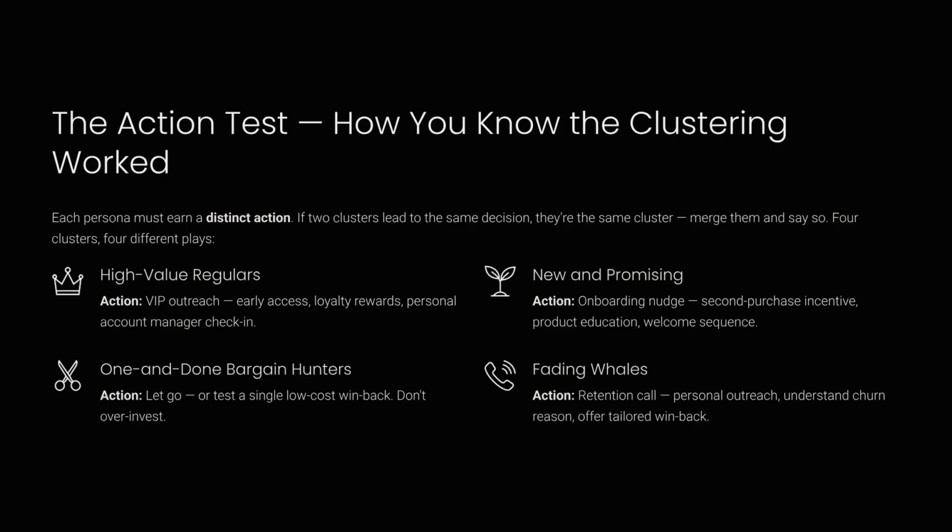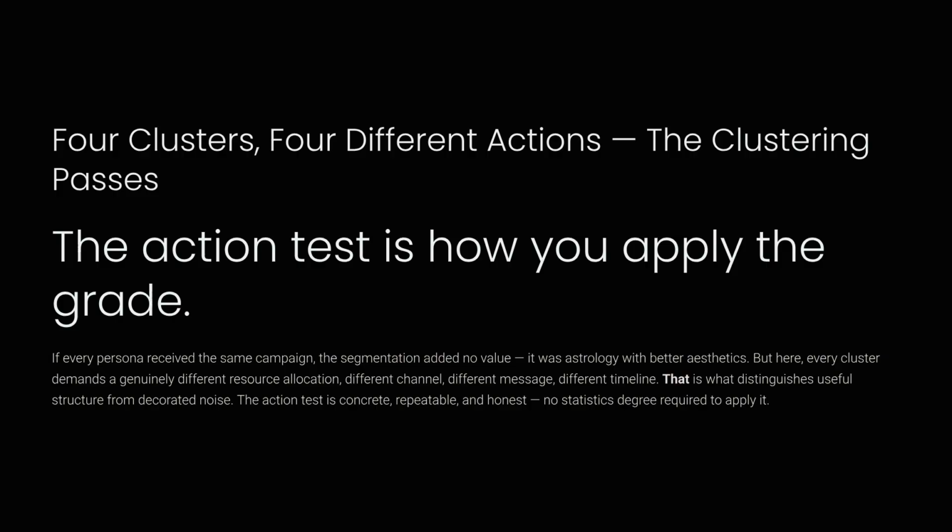The true test of a successful clustering is whether each persona earns a distinct action. If two clusters lead to the same decision, they aren't actually different. The goal is 4 clusters, 4 distinct plays, ensuring every segment is actionable. If every persona receives the same marketing campaign, the segmentation has no real value. A useful structure demands a unique resource allocation for each group, a different message, channel, or timeline. That is how you distinguish science from mere decoration.